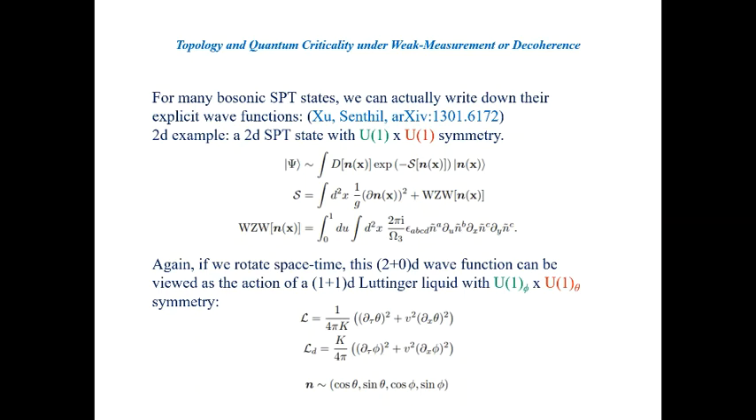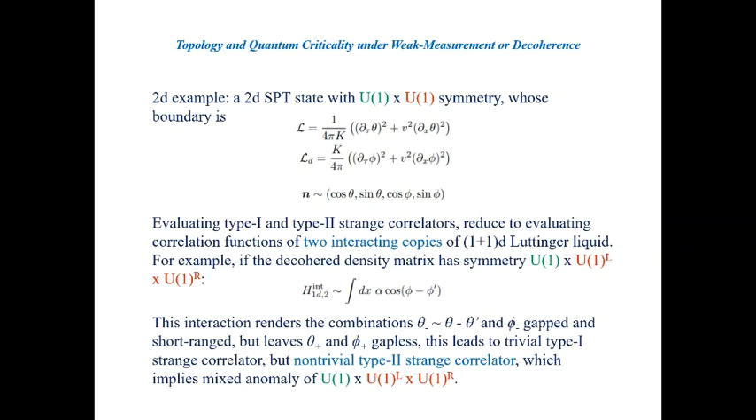So now the evaluation of the strange correlator becomes the evaluation of the correlation function of these two coupled CFTs. Okay, so we make two copies of the CFT I mentioned before. I turn on coupling between them and I evaluate the correlation function. Okay, then this correlation function will reduce to the strange correlator I mentioned before.